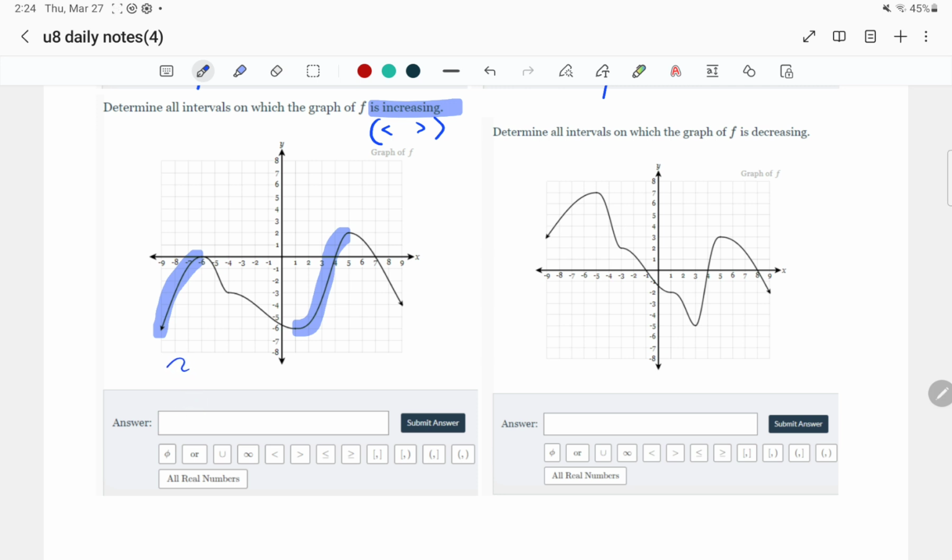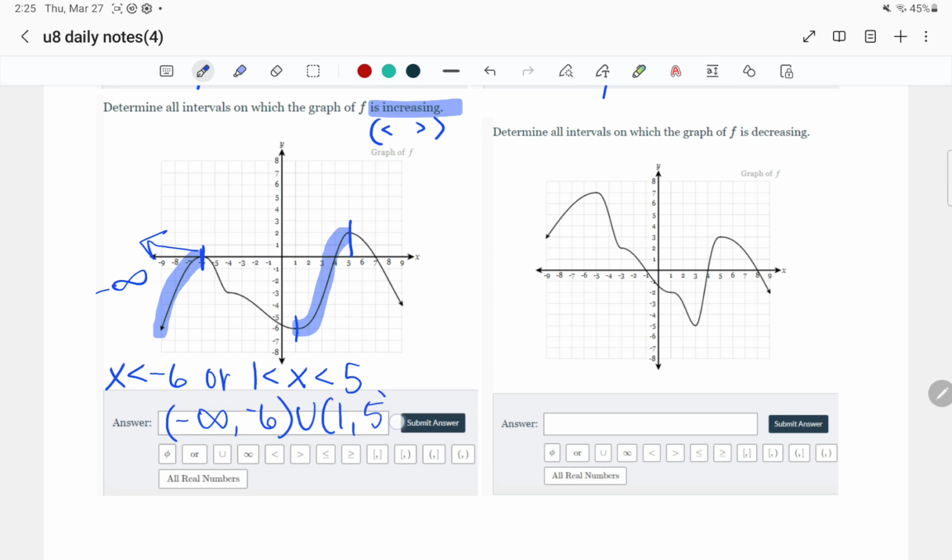In inequality notation first this time, my lowest is -infinity. So I'm going to say x is less than -6, because that's where I stop right here. So I'm saying everything less than -6, which is right. Yeah, I'm going to the left. Or I'm starting again at 1 and I'm ending at 5. This in interval notation is -infinity to -6, union 1 to 5.